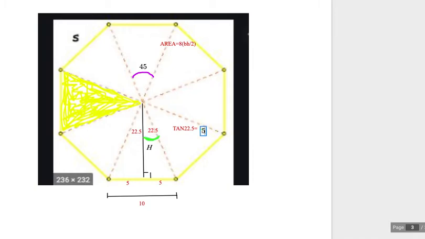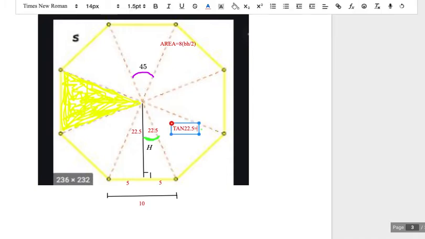I'm actually going to go back into this text box. I'm going to put 5 divided by h. Sorry, 5 divided by h. All right, that means I need to figure out what tan 22.5 degrees is.